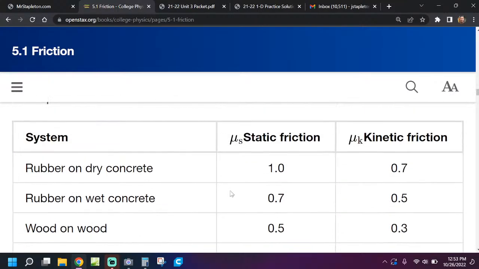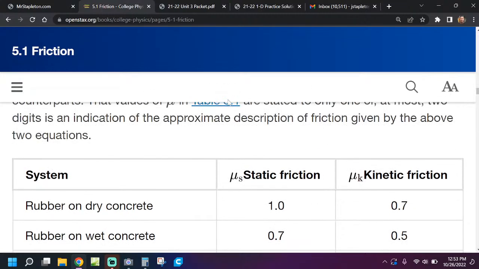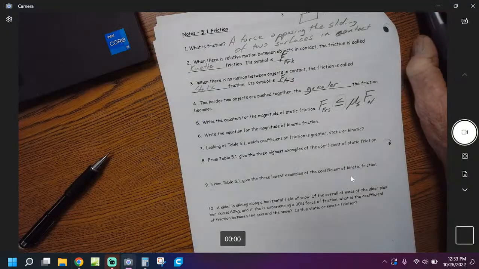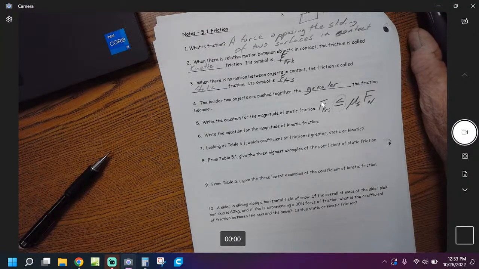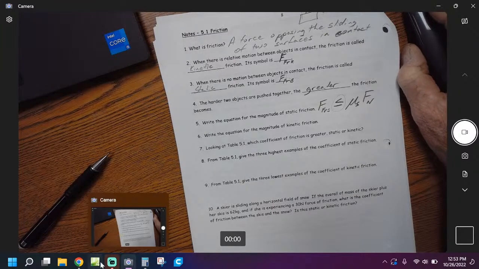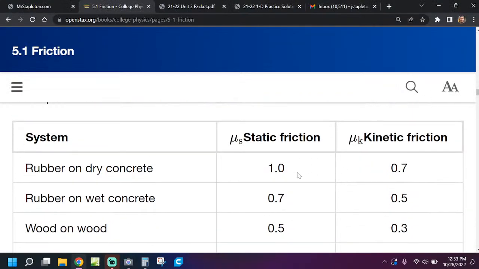Well, that's according to this. Could the force of friction be 0? Could be 0. So that's not exactly what this is all about.